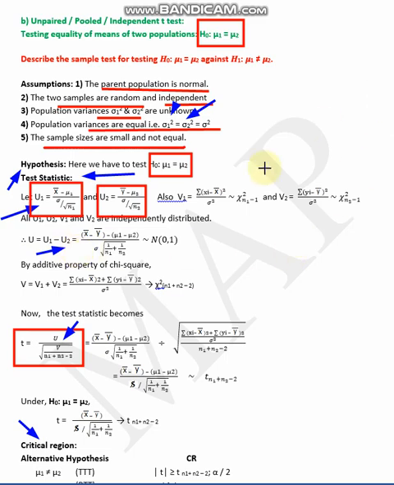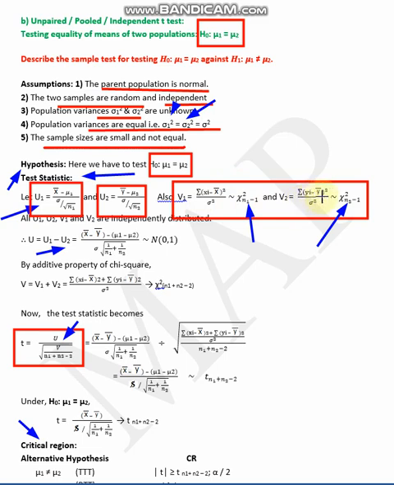At the same time we have to take the values of v1 and v2. V1 follows chi-square with n1 minus 1, and V2 follows chi-square with n2 minus 1. And what is my V1? It is summation of xi minus x bar square divided by sigma square.